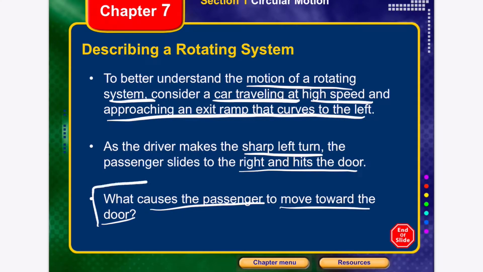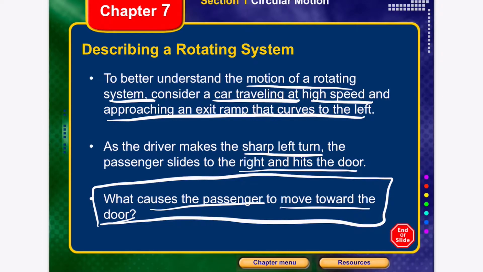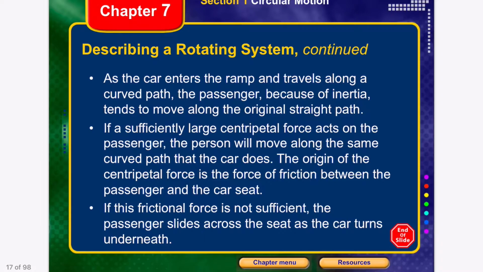So remember, we know that centripetal force is always an inward force, or a center-seeking force. Which means there is some force acting here that is pushing the person away from the path. Think about this as the car enters the ramp and travels along a curved path. The passenger, because of inertia, tends to move along the original straight path.